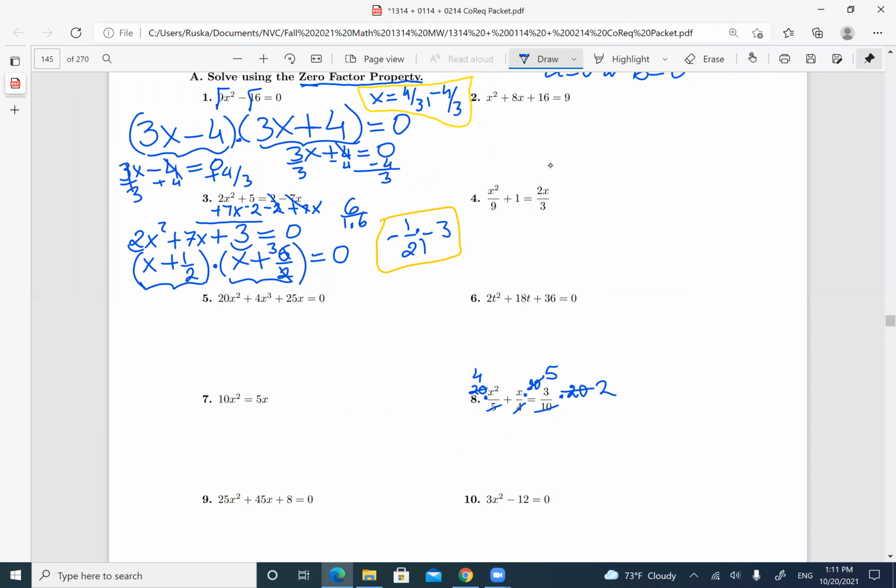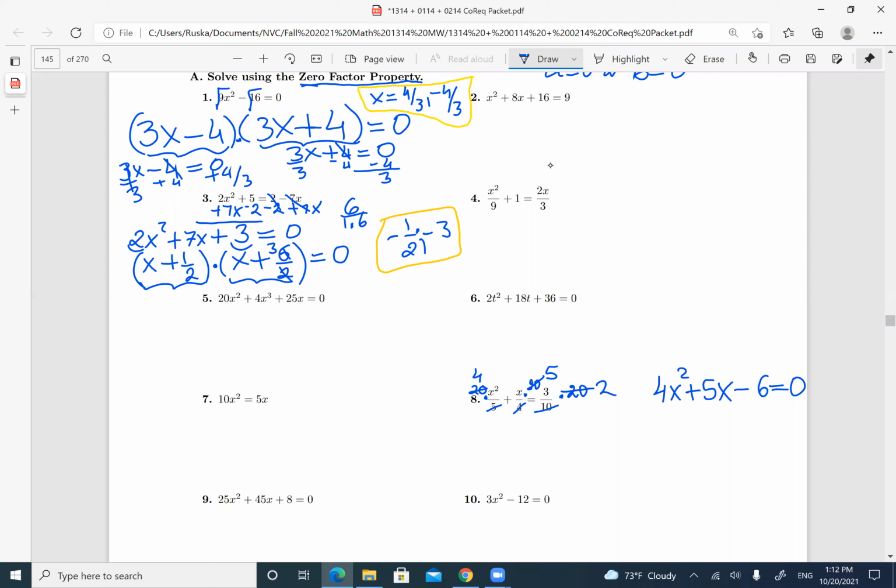And then what is left? 4x squared plus 5x. And then this is 2 times 3 is 6. I'm going to move it over, so it's going to be minus 6 equals 0. Got it? So this is the equation we have to factor now.